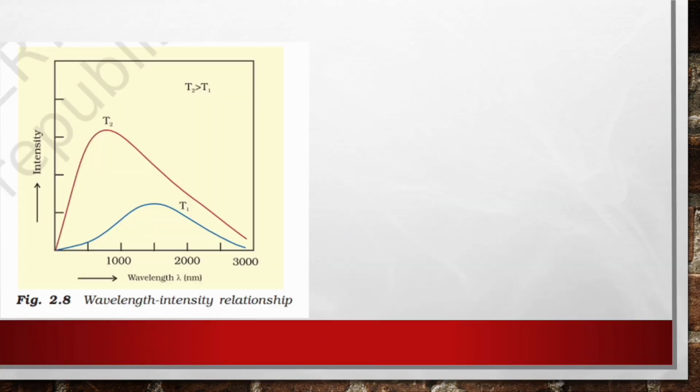This is a graph that shows the relation between wavelength and intensity. Look here, wavelength is on the x-axis and the intensity is shown on the y-axis. The experiments are conducted at two particular temperatures, T2 and T1. T2 is greater than T1 in the diagram. T2 is the red line and T1 is the blue line.